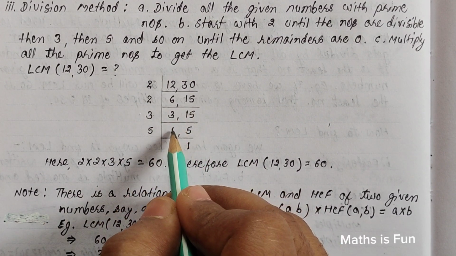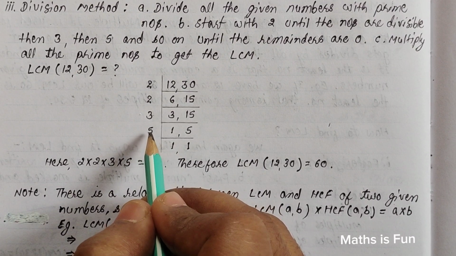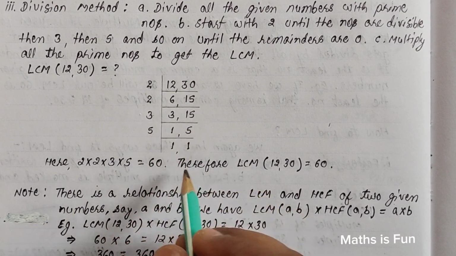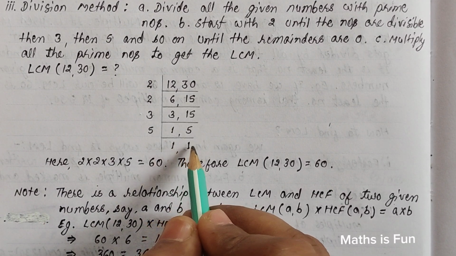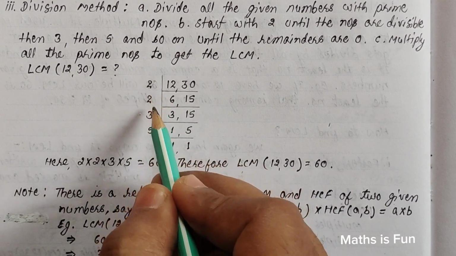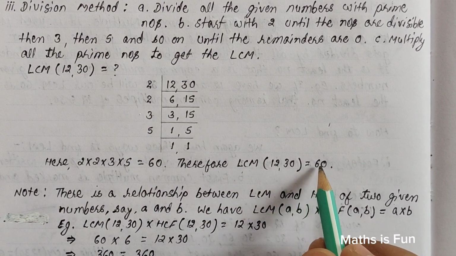So we see that it is not divisible by 3. So we'll use 5, our next prime factor. 1 will be 1 and 5 ones are 5. Now since we have all the numbers as 1, we'll multiply all these numbers on the left. So 2 into 2 into 3 into 5 is 60. Therefore LCM of 12 and 30 is 60.